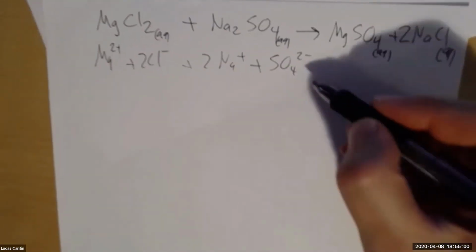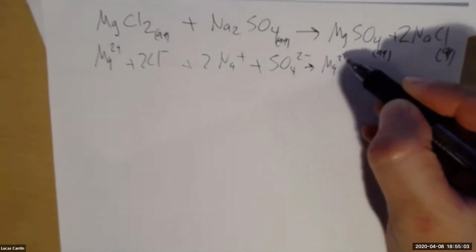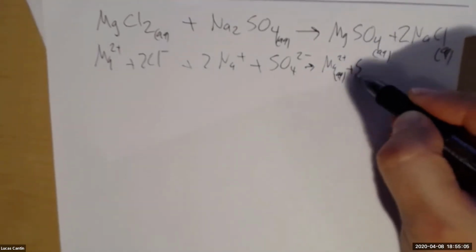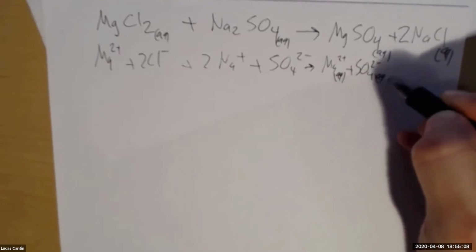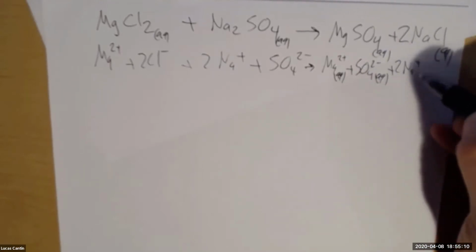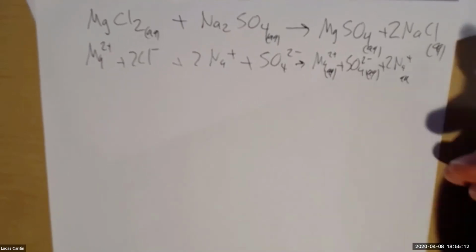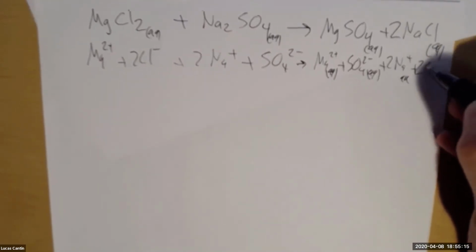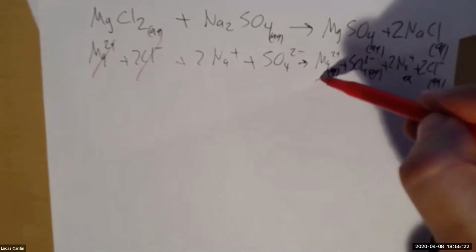When I go to write my total ionic equation, everything becomes ions. I get magnesium 2 plus aqueous plus SO4 2 minus aqueous plus 2 sodium plus aqueous. I ran out of room here. Plus 2 chloride minus aqueous. And everything cancels. All of it's gone. So let's do it. Magnesium with magnesium, chloride with chloride, sodium with sodium, sulfate with sulfate. So in this case, you do want to have an answer. Your answer is no reaction.